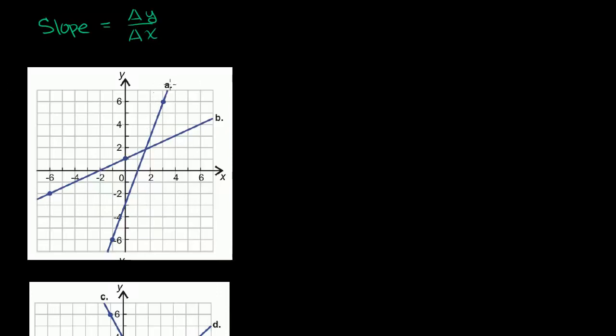Let's do this first line right here, line A. Let's figure out its slope. And they've actually drawn 2 points here that we can use as the reference points. So first of all, let's look at the coordinates of those points. So you have this point right here. What's its coordinates? Its x coordinate is 3, and its y coordinate is 6. And then down here, this point's x coordinate is -1, and its y coordinate is -6.